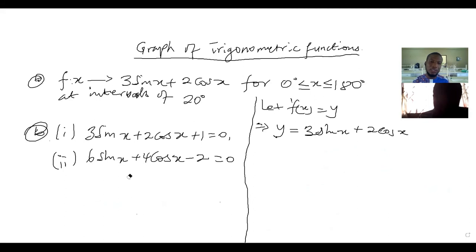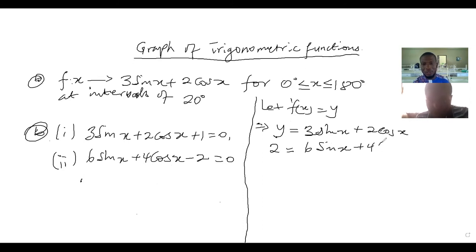So the second one gives us 2 is equal to 6 sine x plus 4 cos x. Say that again? 2 is equal to, yes. So you want to write it this way. Let me write it under. So 2 equals 6 sine x plus 4 cos x, right? Yes. We are comparing.